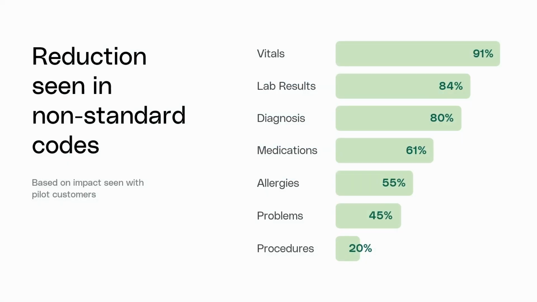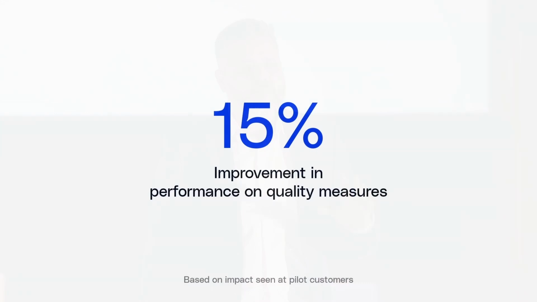With this, we did the pilot on a few of the customers, and what we are able to see is a 91% improvement in the vitals category. That means we are able to map 9 out of 10 non-standard codes successfully with a standard code. That's a huge usability-driven improvement, right? And with that, we are able to see a 15% improvement in the overall quality measure outcome. That's significant. And this data has been there all the time. It's just we were not able to use it. With Mediterm AI, we are able to use it.